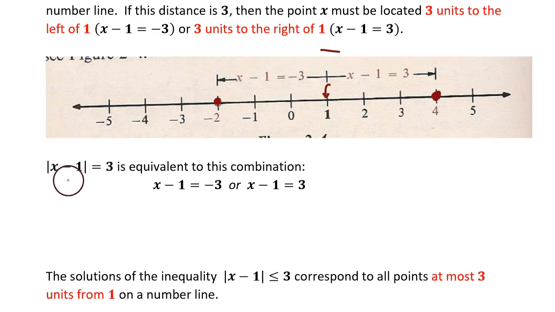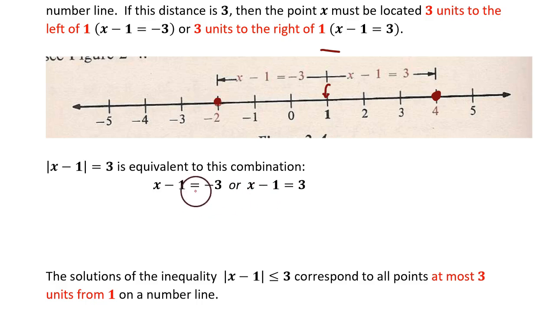Therefore, the absolute value of x minus 1 equals 3 is equivalent to this combination of sentences. X minus 1 equals negative 3 or x minus 1 equals positive 3. This first open sentence fits the idea of moving left 3 units from 1. The second open sentence fits the idea of moving right 3 units from 1.